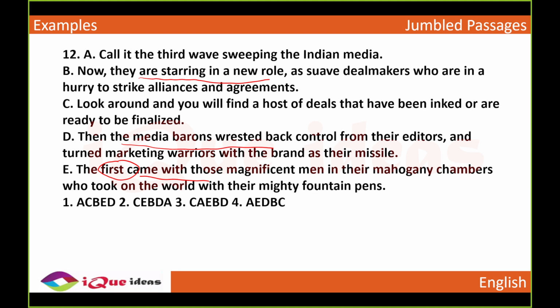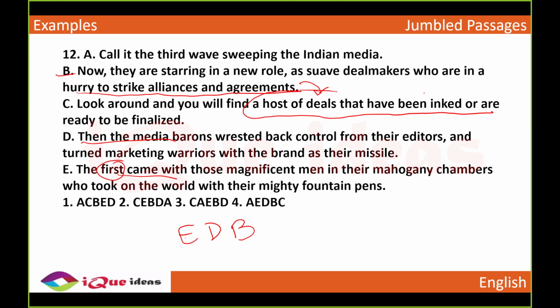But if I take a look at another sequence, if I say that E, first came something, D, then came something, and then B, it is something. B also says that they are in a hurry to strike alliances, agreements, and this is followed by C: look around, deals have been inked or are ready to be finalized. So B and C are both talking about the present, both of them talking about agreements. So then E, D, B, C. Sorry, EDBC. There is only one option.